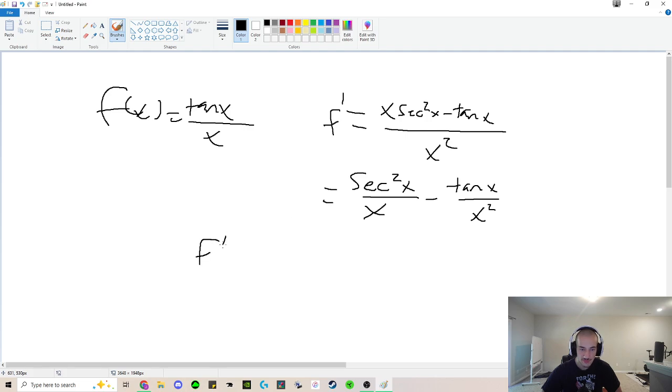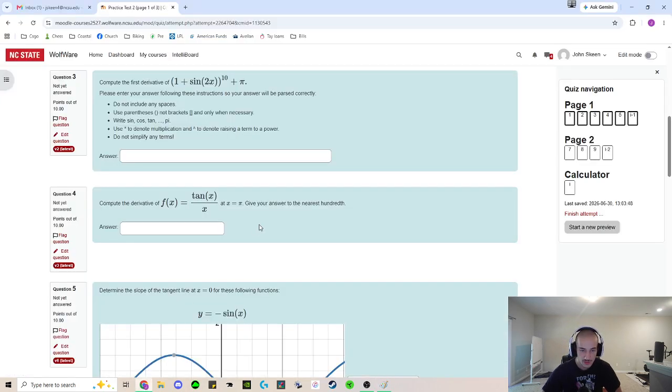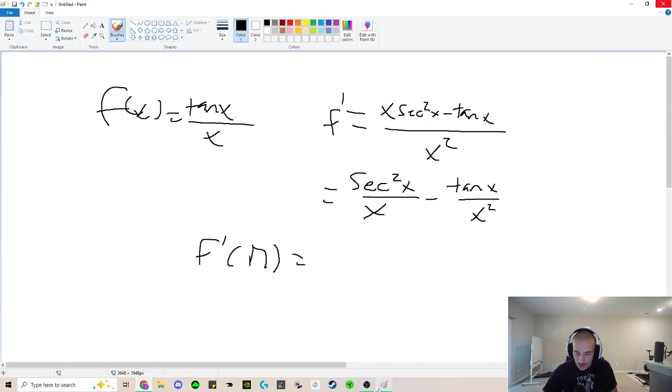Okay, so now f prime of pi, which is really the question that we asked. And make sure that when you're looking at these questions, you always read the whole question. You've got to make sure that it's at x equals pi. If you do this whole thing properly and then not plug it in, you're going to get points taken off, right? So you definitely want to make sure that you're reading the whole question. Make sure you check your work.